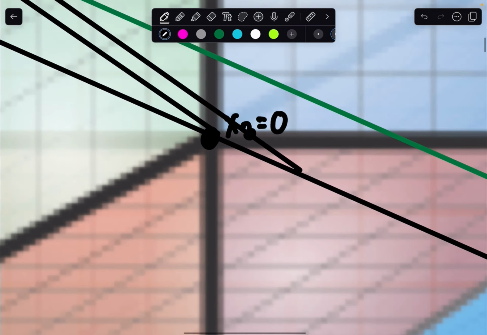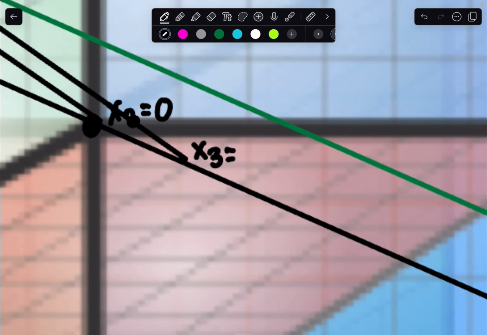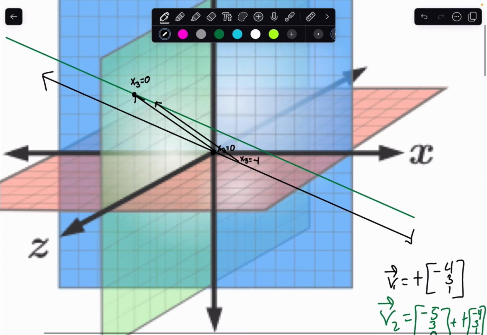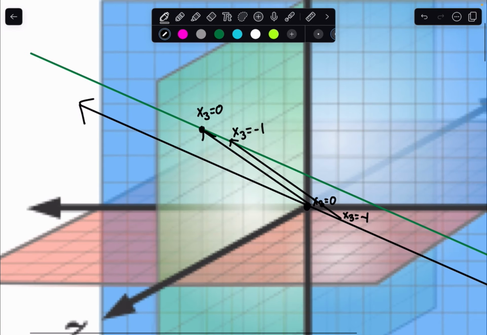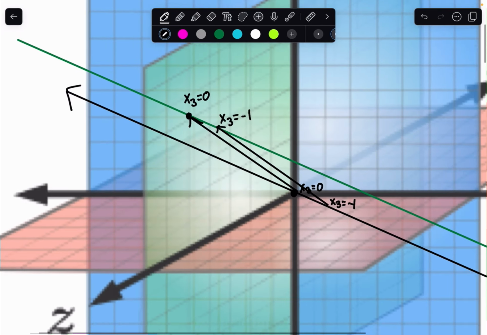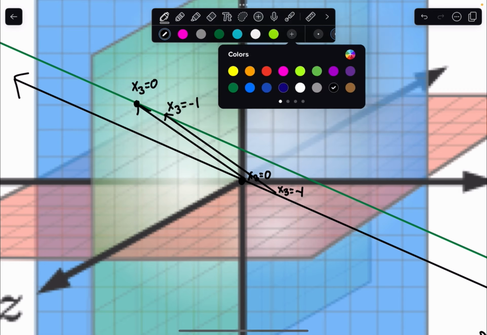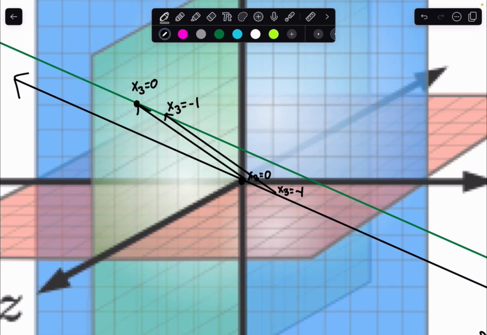I'm going to just say that this is x3 equal to -1. Sorry, we're going to go -1 because that's the z-axis. So we are going to say that's -1. And then this would also be x3 equal to -1 at that point. Another important observation to make is that the distance between these vectors is that -5, 3, 0 vector. And all of these vectors that we are making in between them is that vector that we have created, the new 0 position.